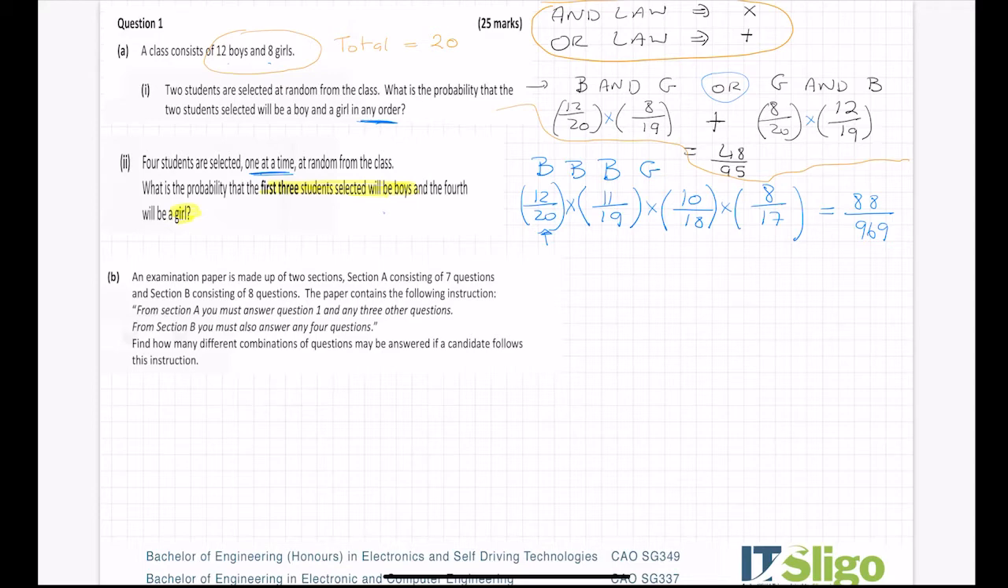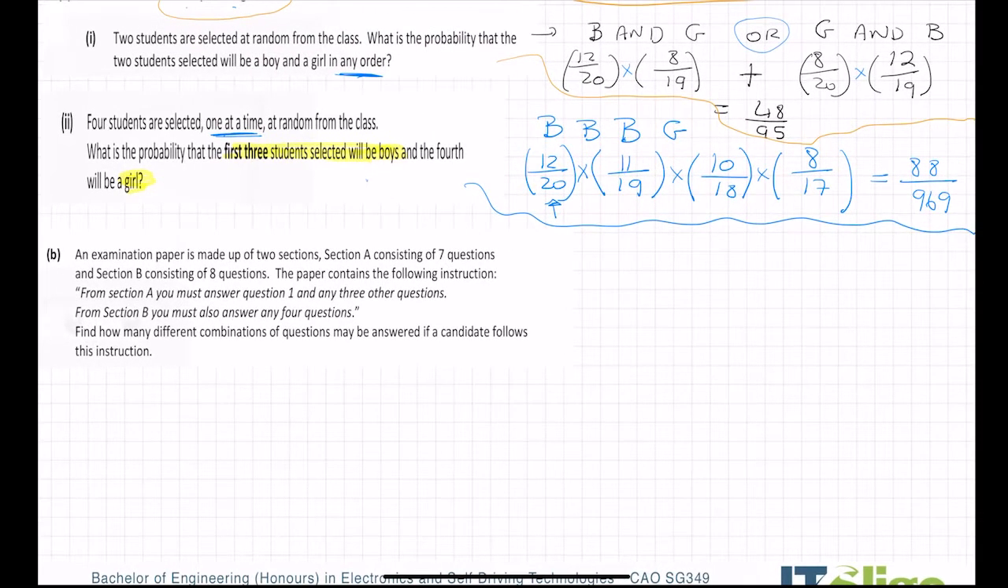Okay, so that's part 2. Okay, part B then of the question. An examination paper is made up of 2 sections. Section A consisting of 7 questions and Section B consisting of 8 questions. The paper contains the following instruction.